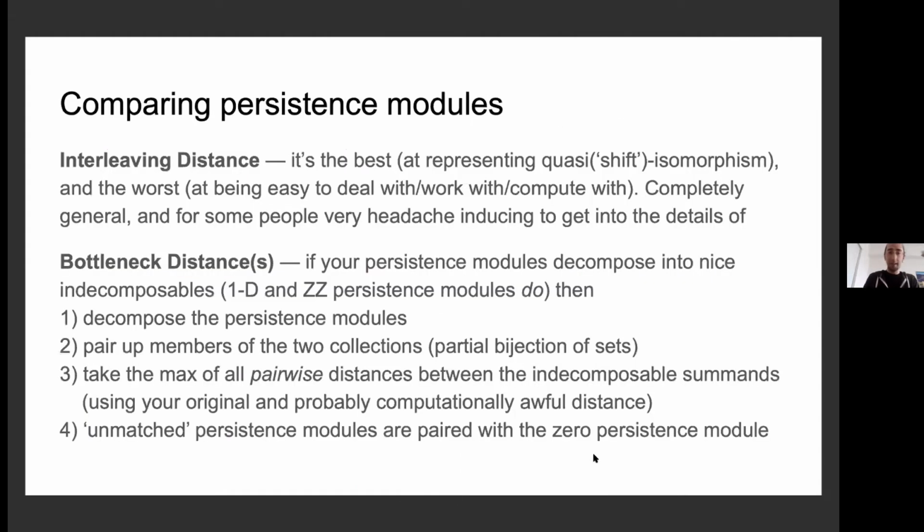Okay, the first thing you do when you're looking at some kind of persistence is you want to talk about comparing the final results, the persistence modules. By and large, the most general one is the interleaving distance. This is completely categorically defined over any poset structure with values in any kind of category. It's the best in the sense that it represents shift isomorphism. If you have two persistence modules, they're not the same, but what kind of shift upward or forward along the poset would allow them to then be isomorphic across the board?